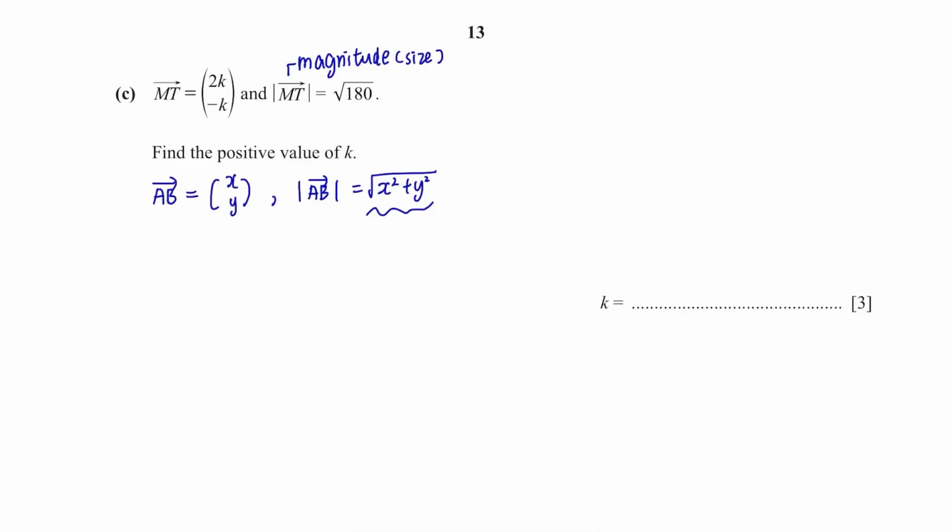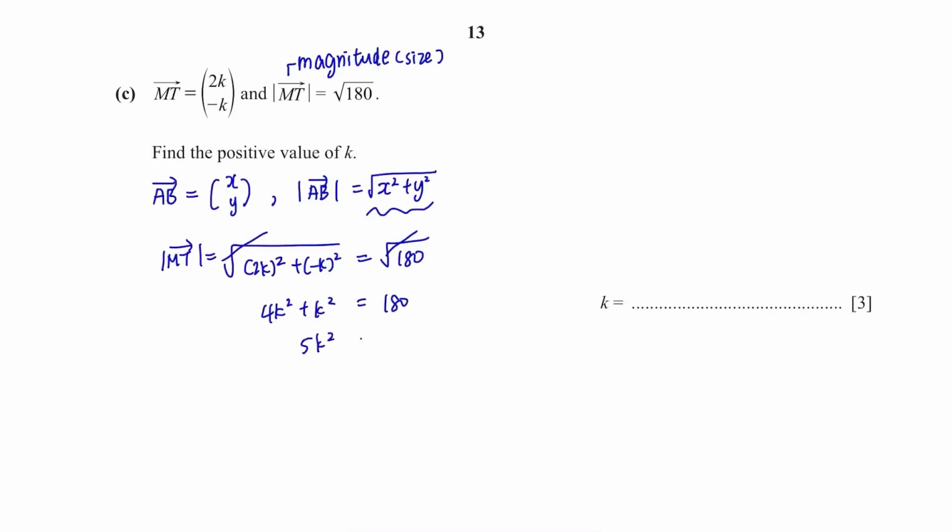So let's use this formula and substitute the values. Square root of (2k) squared added with (-k) squared, and this equals the square root of 180. You can cancel the square root on each side since they are on both sides. Expand the brackets. 4k squared plus k squared equals 180. 5k squared equals 180. k squared equals 36. And k equals 6.